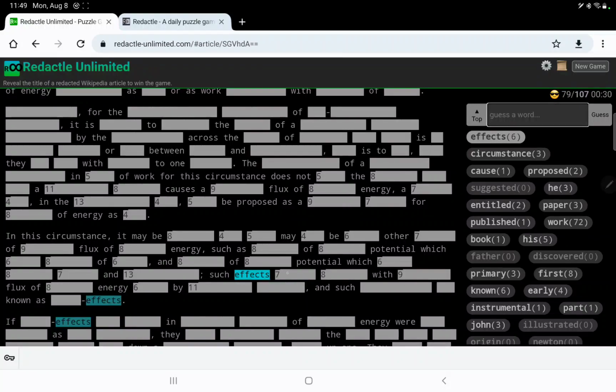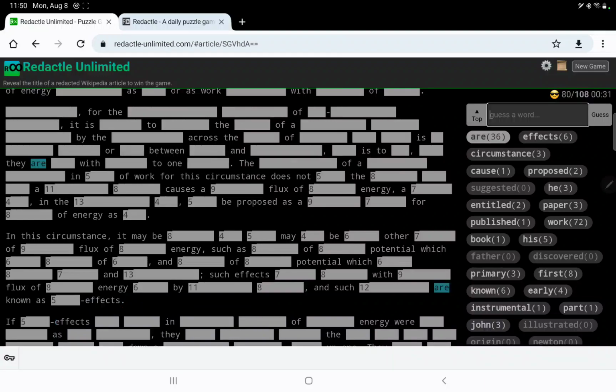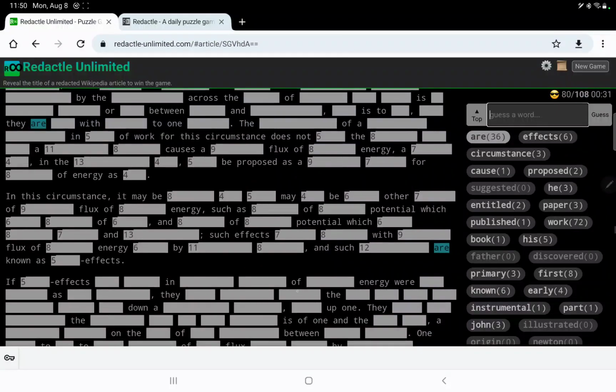Such effects, something with that flux of, so this kind of energy, 6 by 11, 8, and such 12, 3, known as something effects. Such, what's that three-letter word? Such 12, are known as. Okay, and such things are known as such apparitions, such something or other.